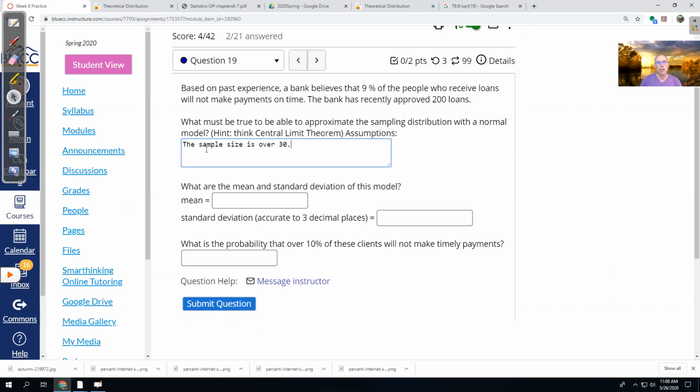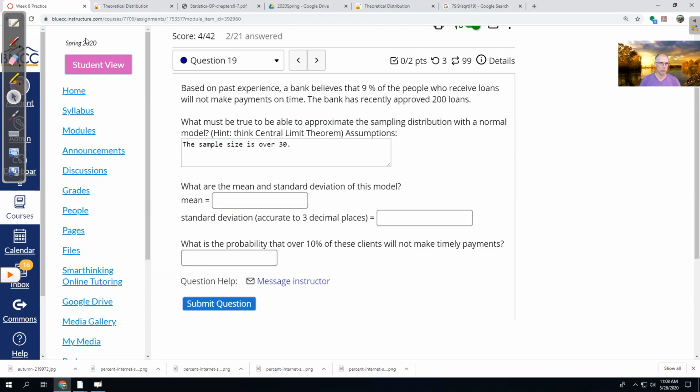Okay, so that's one of the things about the central limit theorem. What does it mean to have a large enough sample? And usually we say make it bigger than 30. Okay, what are the mean and the standard deviation of this model? And so what are we asking about here? The people who will not make payments on time.